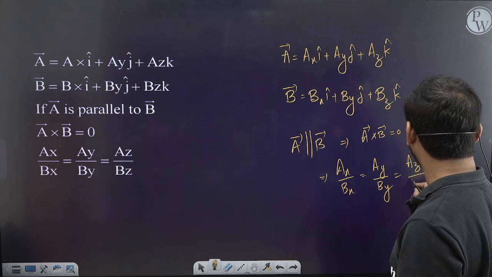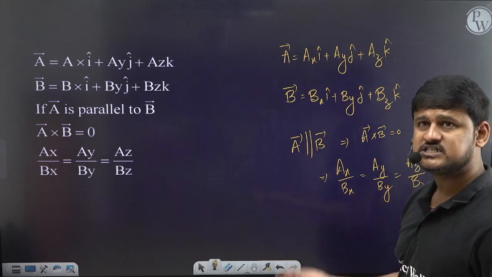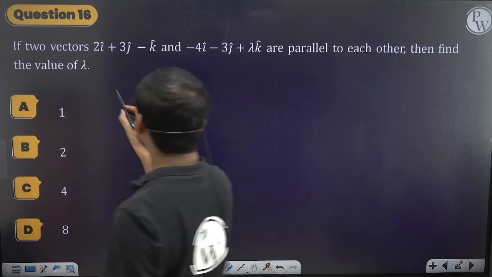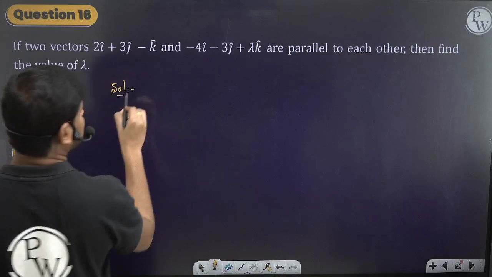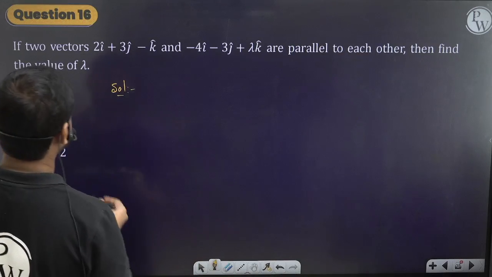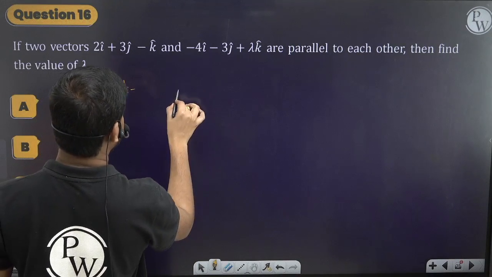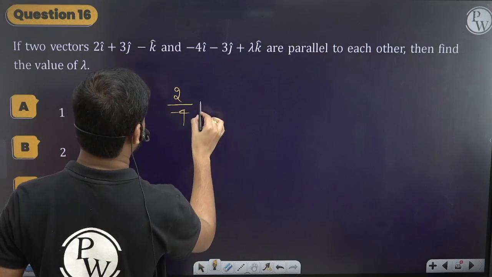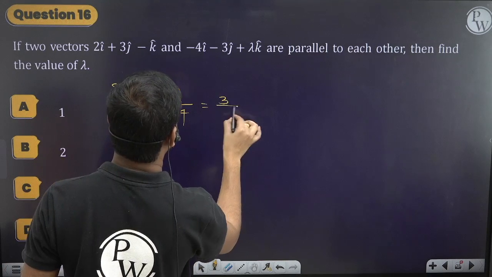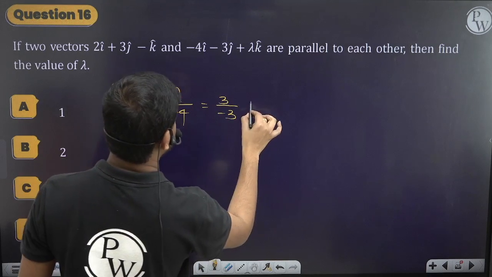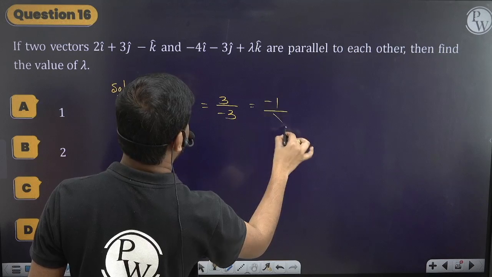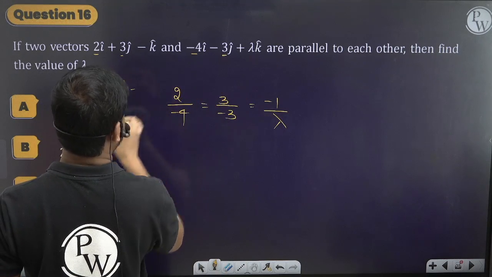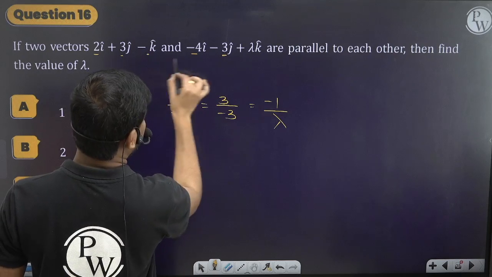This trick you can use to find the unknown values. So I'll take one question so that you will understand better. Just understand the logic. So we'll take the question. See here. What does the question say? These are the two vectors which are parallel to each other. So then simply I can say its x components and its x components are common. So 2 by minus 4 must be equal to 3 by minus 3 must be equal to minus 1 by lambda.